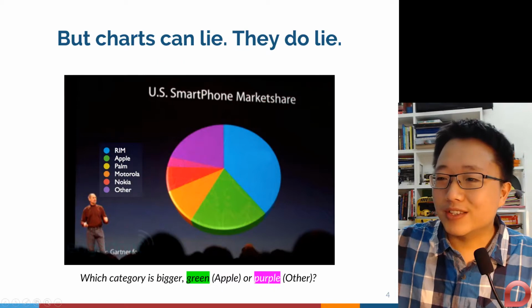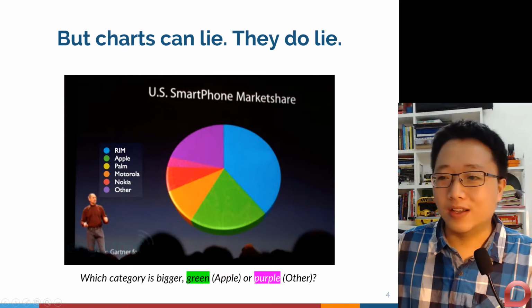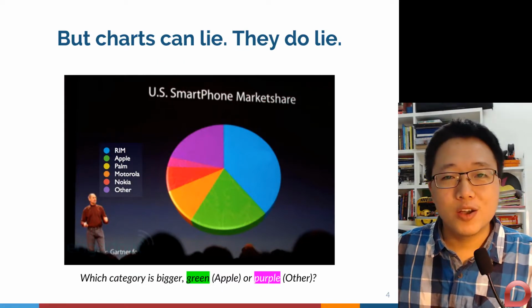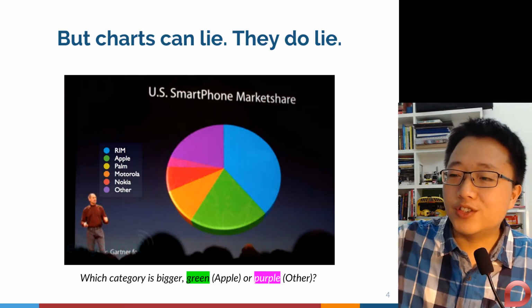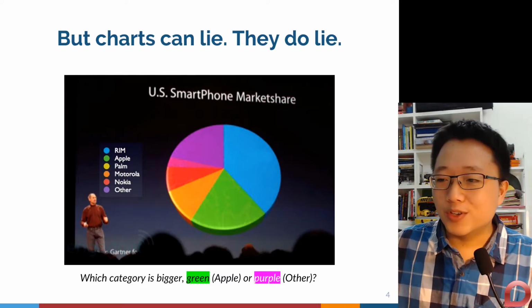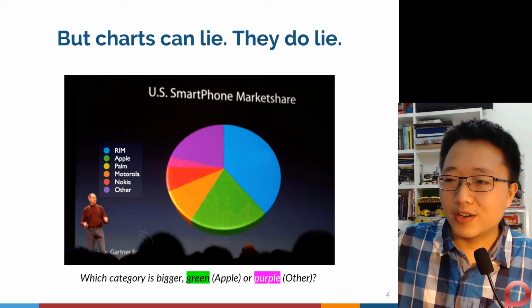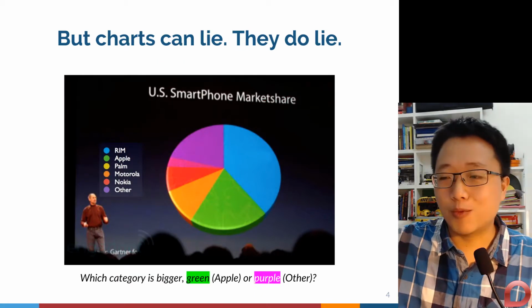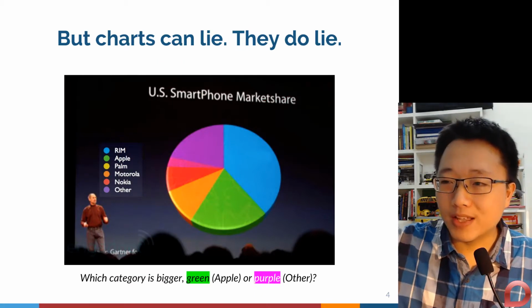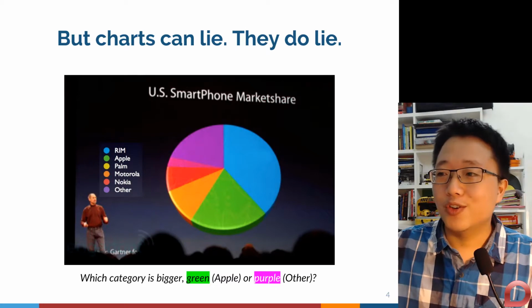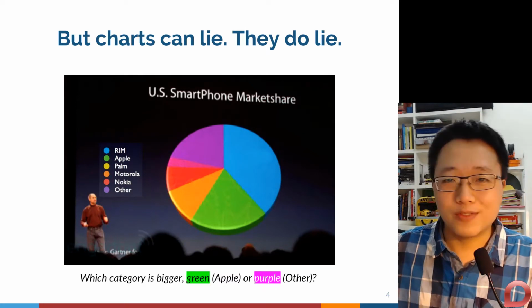As you can see, this is the 2008 conference where Steve Jobs introduced this chart. Now, my question for you is, which category is bigger, the green one, Apple, or the purple one, other? Think about it for a few seconds.